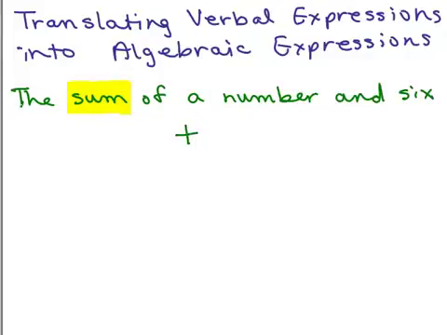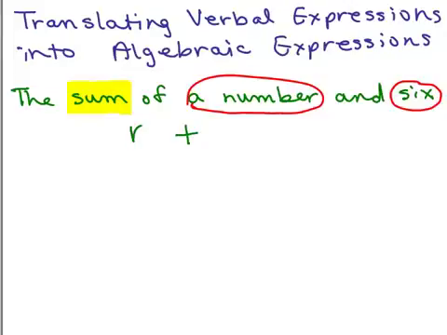So if we read this, the sum of a number and 6. Makes sense. If you have a sum, you've got two things. So the two things we have is we've got a number and 6. Usually it's separated by that word and. Okay, so what do we call the number? Well, let's just use a variable. I'm going to use n for number. So we could write n. That's one part of the sum, and 6 is the other part of the sum. So that's how we would write the sum of a number and 6.